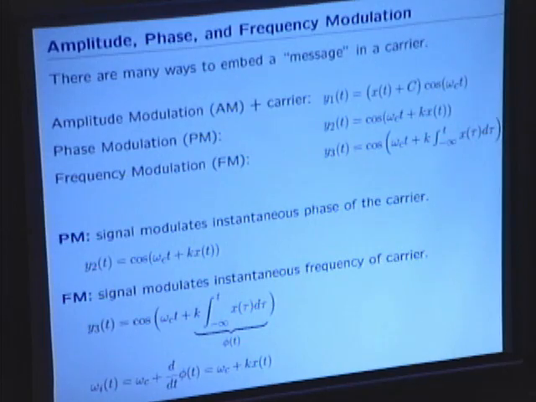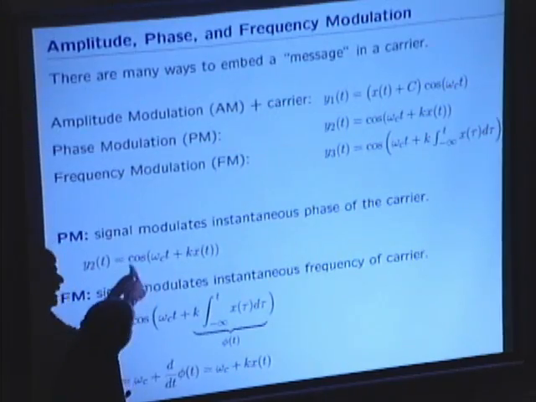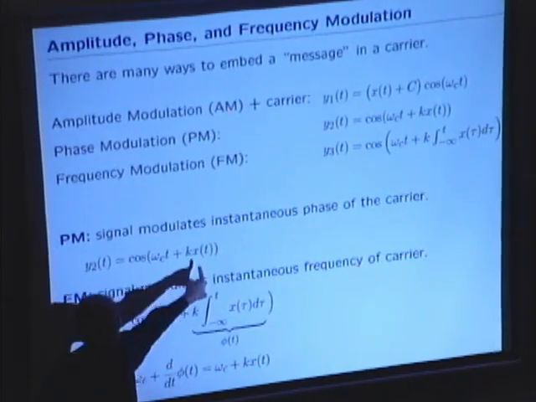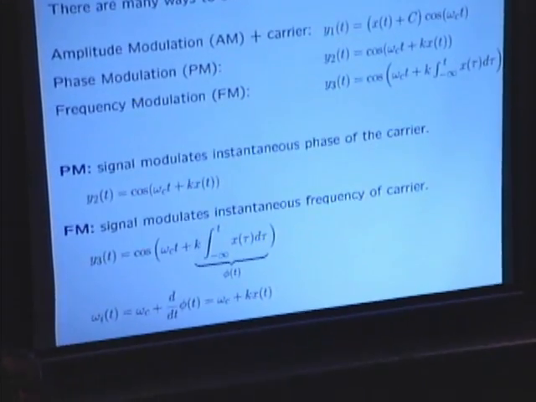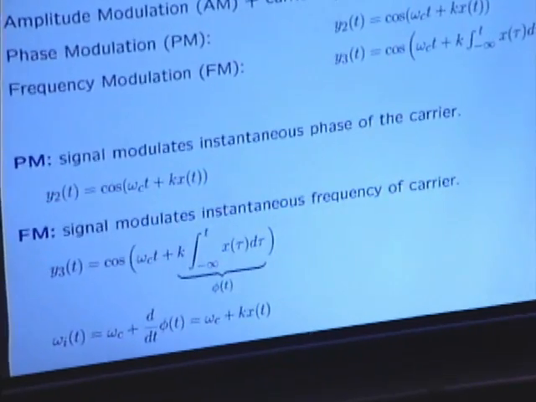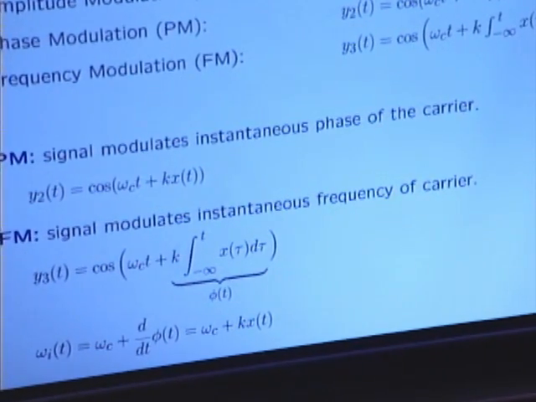But a different kind of alternative is to convey the message in the phase, right? We all love phase, right? Nod your head, yes. We all love phase. So what we could do instead is take the carrier and add a phase term in proportion to the message. That's a different way of coding the message on a carrier.